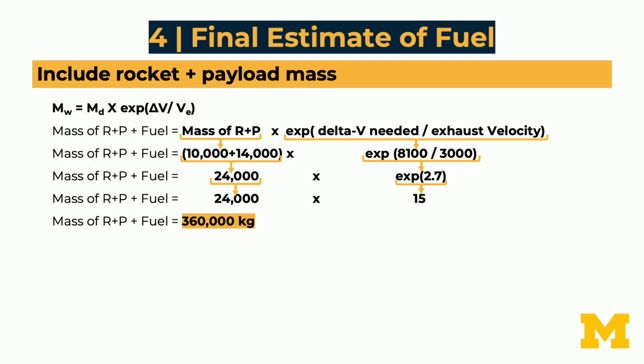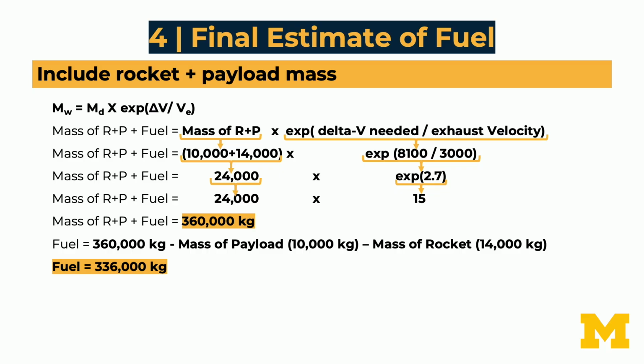When we do that, we end up with 360,000 kilograms. That's how much fuel we actually need. And we're assuming that our rocket that we created can hold all of that fuel. So the amount of fuel that we need is this 360,000 kilograms minus the mass of the payload, which is 10,000, minus the mass of the rocket. So the fuel that we need is 336,000 kilograms of fuel to actually get to orbit, taking into account the mass of the rocket and the mass of the payload. Once again, lots of assumptions here, but it's sort of a rough estimate.